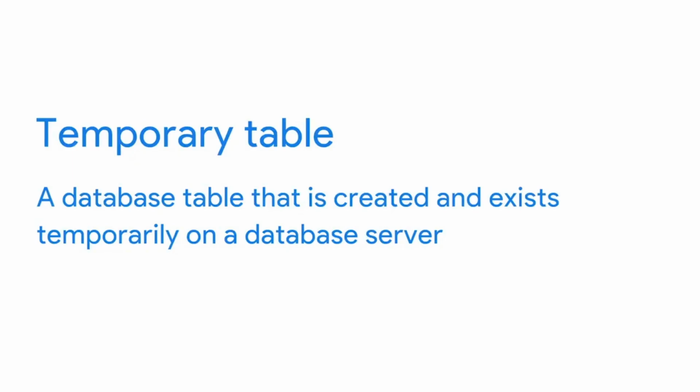A temporary table is a database table that is created and exists temporarily on a database server. Temp tables, as we call them, store subsets of data from standard data tables for a certain period of time. Then, they're automatically deleted when you end your SQL database session. Since temp tables aren't stored permanently, they're useful when you only need a table for a short time to complete analysis tasks like calculations.